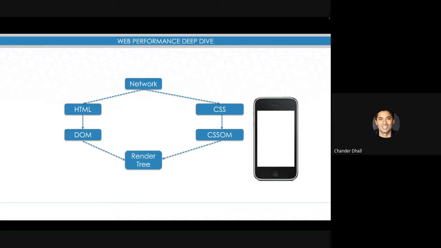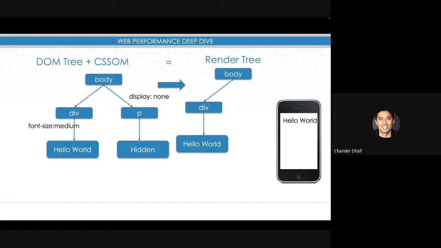The DOM tells the browser how to render the render tree. In this case, the DOM will have a paragraph which is hidden, but if you look at the render tree, it doesn't have it. It only has the div with hello world, and since the P, which is the paragraph, is hidden, it doesn't matter to the render tree. And what's on the render tree gets rendered. So you see on the right-hand side, it says hello world.